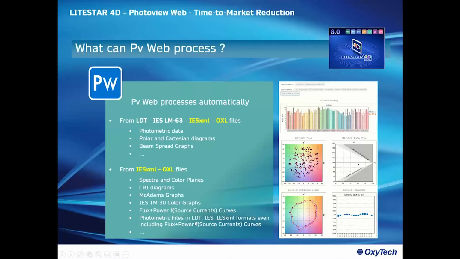But then we can produce photometry files in LDT, ISXML formats, even including flux and power in function of source currents curves. So, for example, if you use the OXL file, you may have a function that automatically gives the designer the option to select the flux, or the power, or the current, and immediately, straightaway, if you press on LDT, the program will download automatically the LDT file corresponding to the selection.